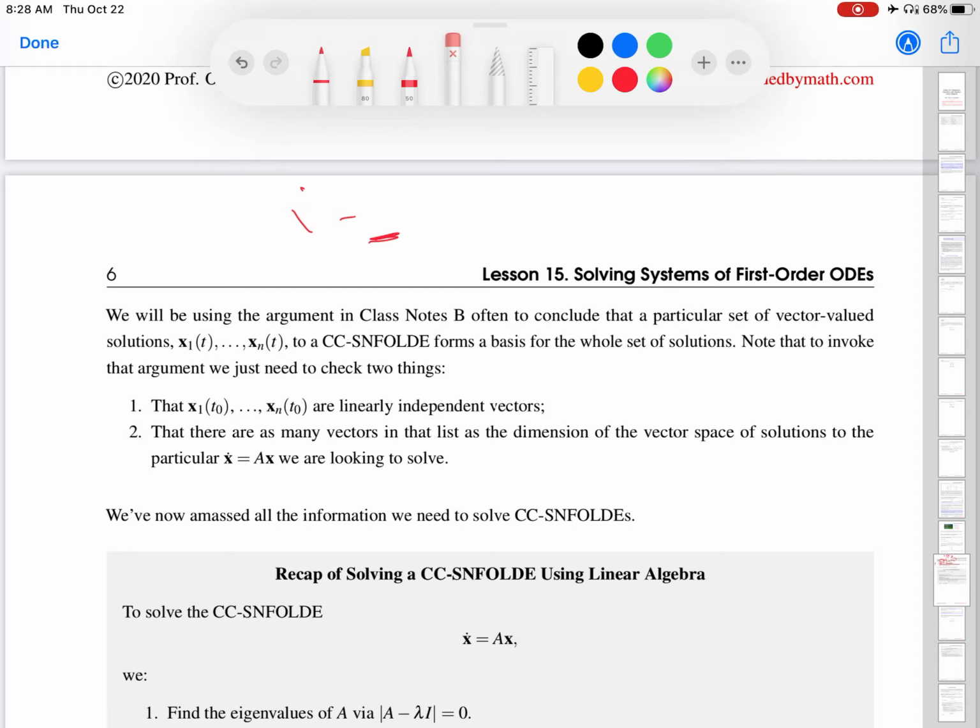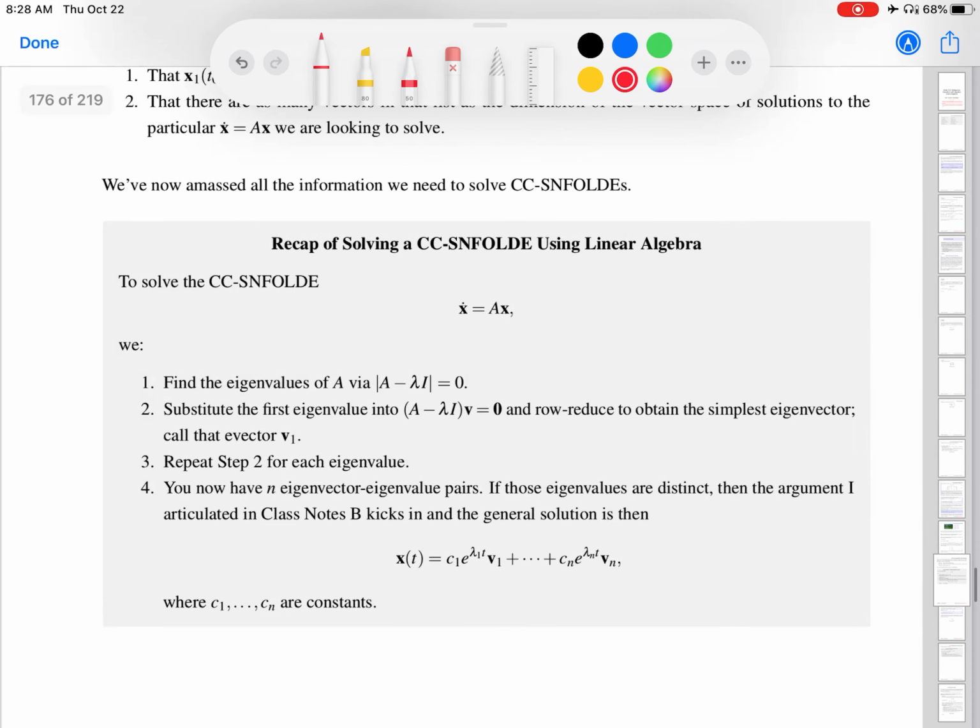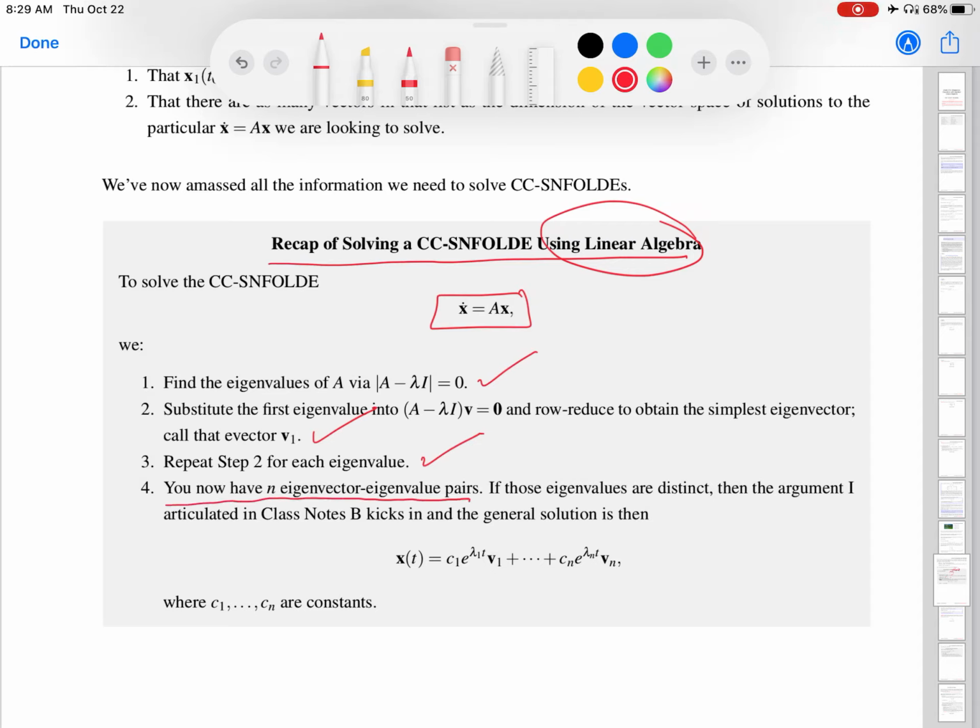Okay, so that argument is fairly general. I do want to mention one thing in this little recap here. I'm recapping how to solve x dot equals Ax using linear algebra. So you find the eigenvalues, then you find the eigenvectors, and you do that until you've found all the eigenvectors. And I say you now have n eigenvalue-eigenvector pairs.